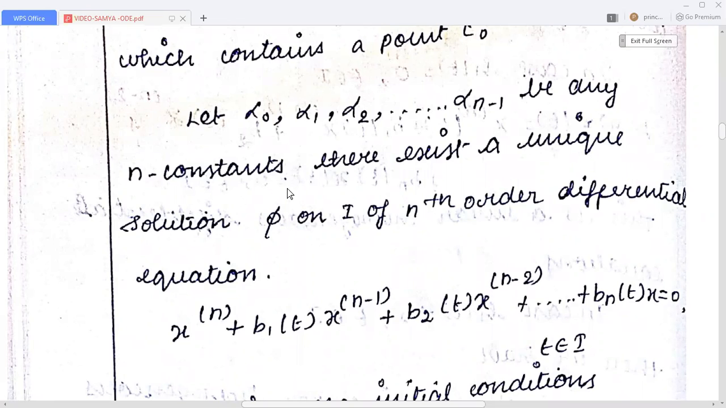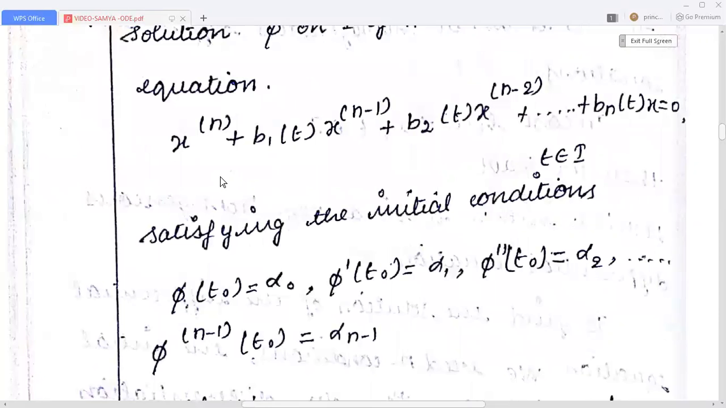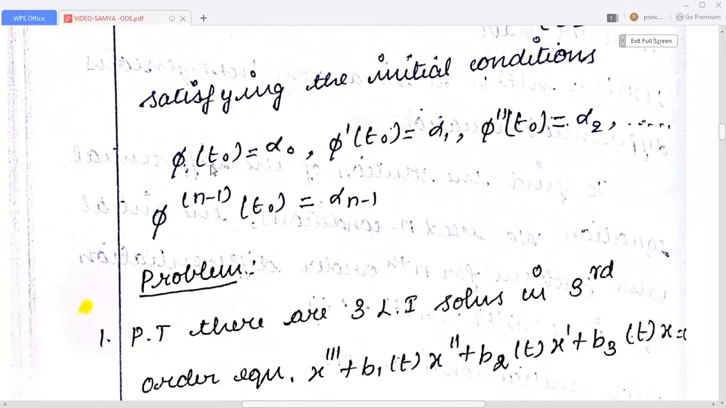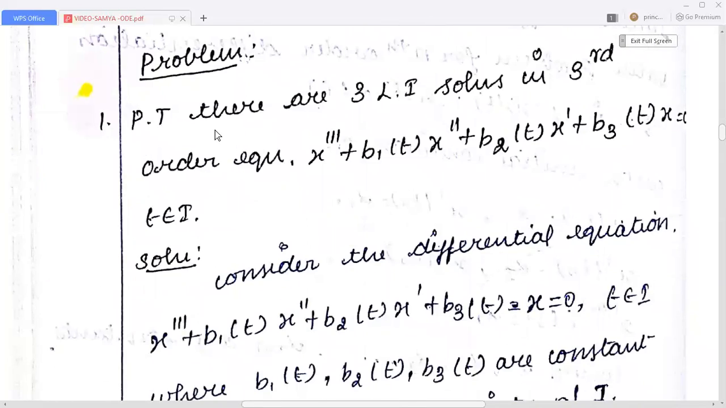There exists a unique solution phi on I of the nth order differential equation x power n plus b1 of t into x power n minus 1 plus b2 of t into x power n minus 2 plus etc., bn of t into x equal to 0, where t is a point in the interval I, satisfying the initial conditions phi of t naught equal to alpha naught, phi dash of t naught equal to alpha 1, phi double dash of t naught equal to alpha 2, etc., up to phi n minus 1 dash of t naught equal to alpha n minus 1. So using this theorem, now we are going to do some problems.